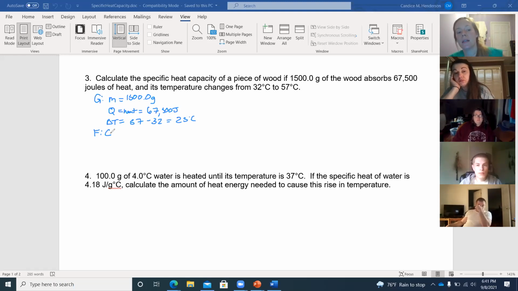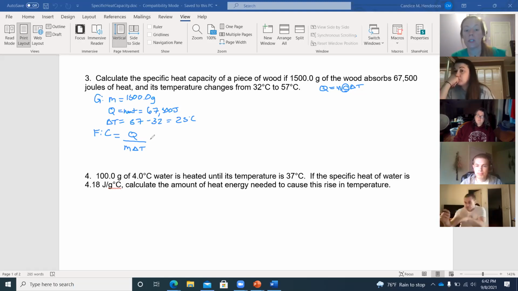We need to get C isolated. So Q equals M times C times delta T. If I want to get this by itself, I need to move those guys to the other side. So C should equal Q divided by your mass times your change in temperature. Now we just plug it in.